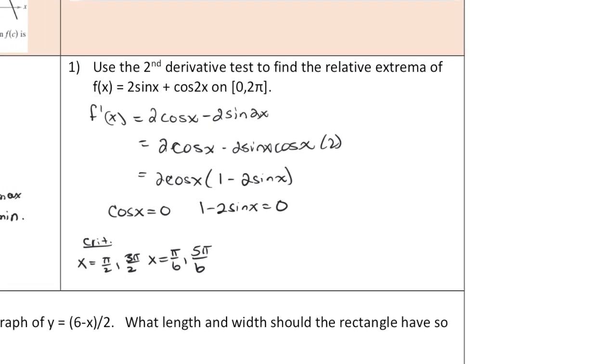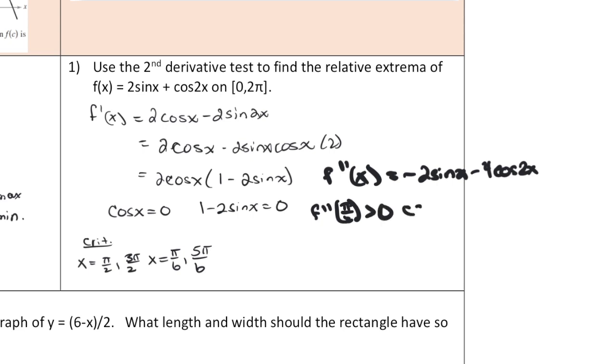So instead of worrying about where the function's increasing and decreasing, we're going to find the second derivative. The second derivative is going to be equal to negative 2 sine of x minus 4 cosine 2x. And next we'll substitute: f double prime at pi over 2 is greater than 0. So the function is concave up, and f of pi over 2 is a relative minimum.